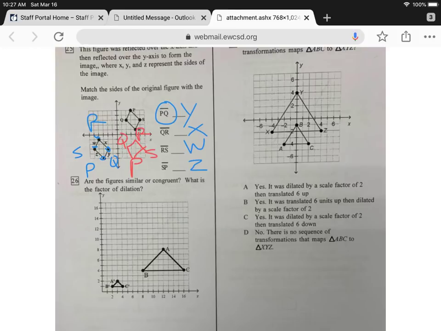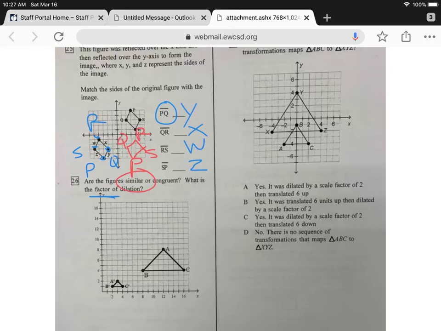All right, number 26 should be super familiar. When we're looking at this, it says, are the figures similar or congruent, and what is the factor of dilation? Well, we're used to the word scale factor, but they're going to say just factor here. Now, the words similar or congruent. Similar means that they're like a little brother and a big brother. Congruent means they're like identical brothers, the same exact size and shape. And you're looking at these two shapes and you know they are not congruent. They are similar. So circle similar.